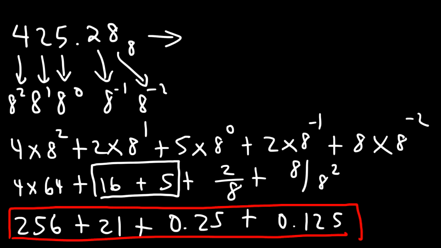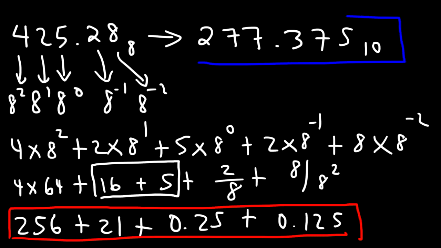Now let's add up the numbers. So we have 256 plus 21 plus 0.25 plus 0.125. And so our answer is going to be 277.375 in the base 10 system. And so now you know how to convert a fractional octal number into a decimal number.